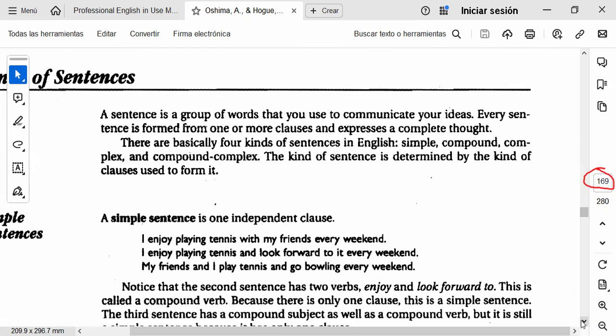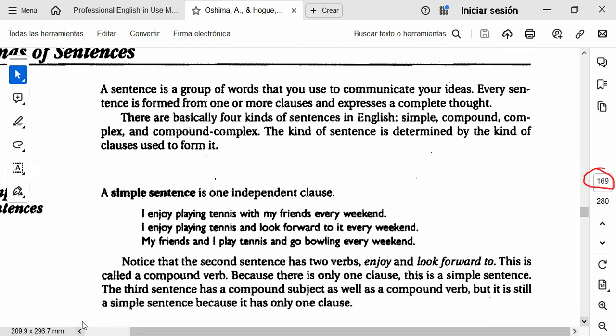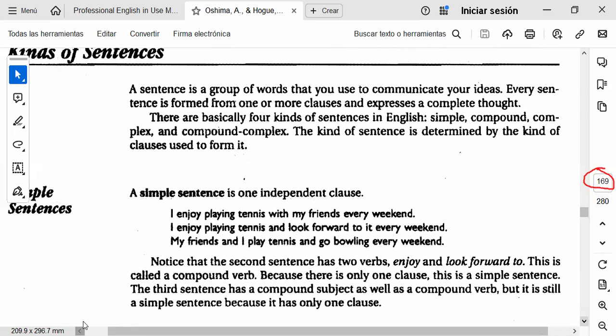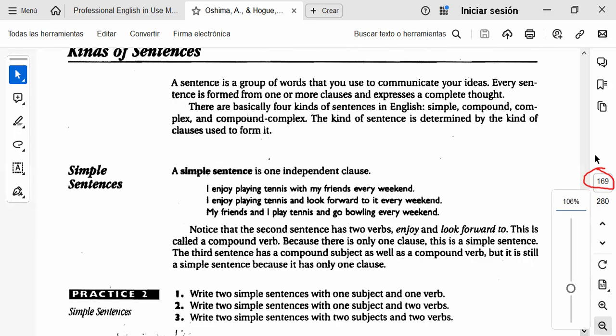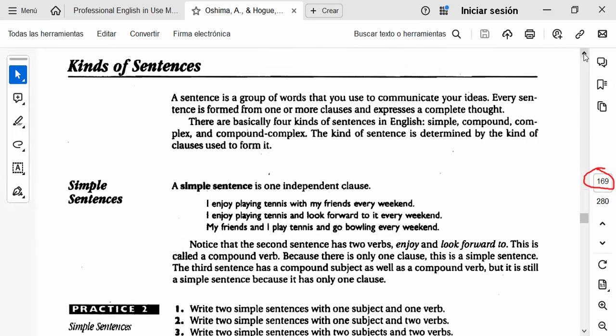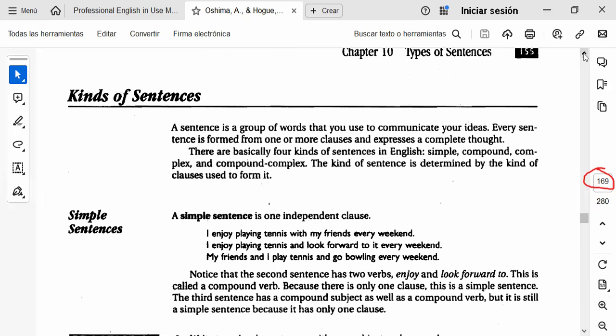Very good. So it's not difficult. It's very interesting. These kinds of sentences, and here we're going to analyze them.